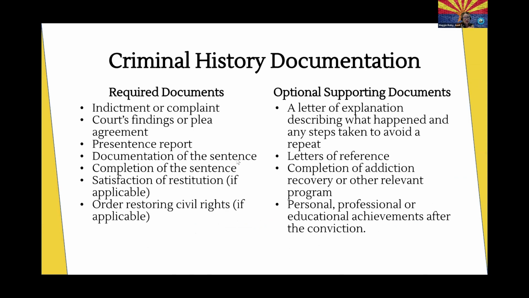All right, your criminal history documentation. If you do attest to having a felony, we will require that you provide us with that felony documentation as well as some additional documents for us to review in the felony review process. That could be things like restoring of rights, any indictments or complaints, a pre-sentence report, documentation of completing a sentence, as well as some other supporting docs that you can send, like letters of reference or completion of additional programs.